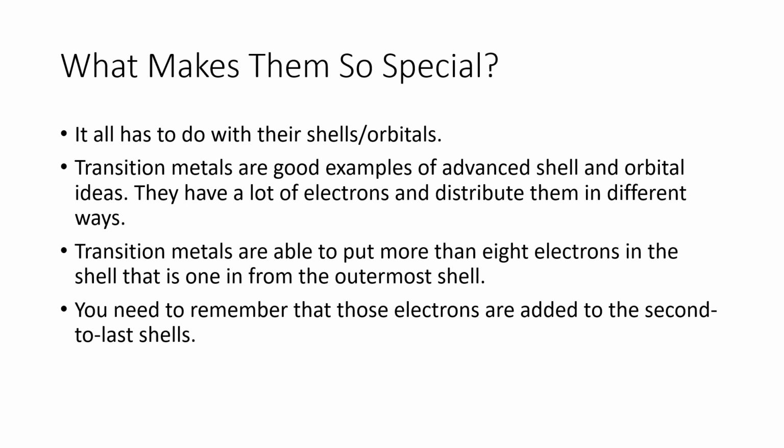So what makes them so special? Like we said, it's their shells and orbitals. Transition metals are able to put more than 8 electrons potentially in the outermost shell. You also need to remember that these electrons are added to the second to last shell.